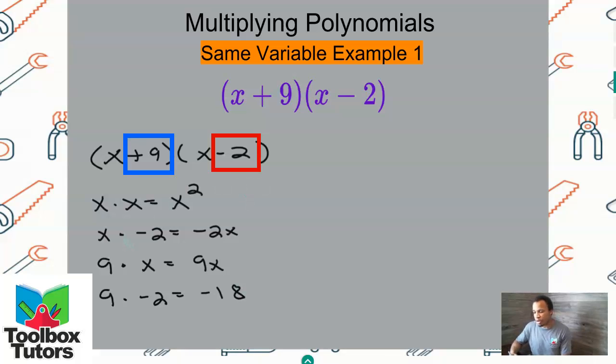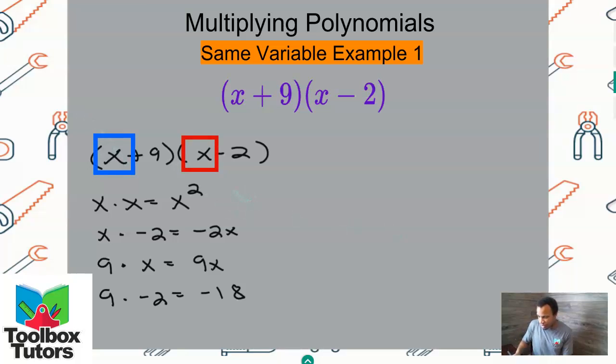So now some of you may be wondering, why do they call this the FOIL method? Well, FOIL is used as an acronym to describe how we multiply each term. So FOIL, F-O-I-L, the F stands for first, meaning we multiply the first term in each parentheses. O stands for outer. So these would be the two outside terms in the parentheses. So that would be the x and the negative 2.